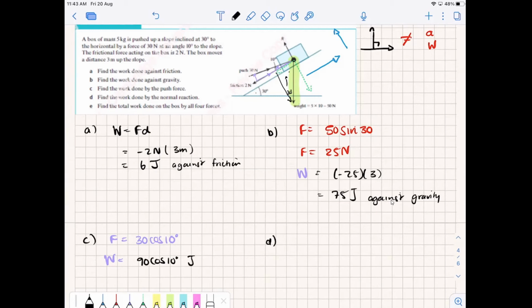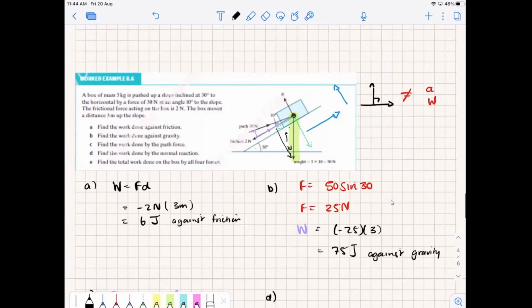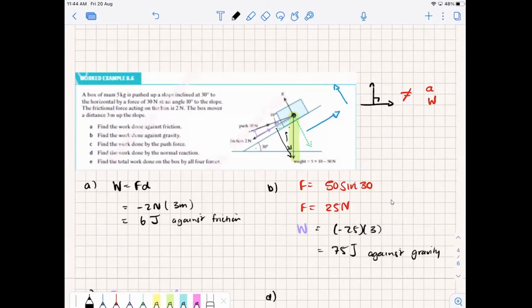Okay, question D says find the work done by the normal reaction. Ugh. What's the normal reaction? We use another word for it. We've used another word, the normal contact force. Okay? So where is the normal contact force in that diagram? Is it labeled? It is actually labeled. Remember, normal contact force acts perpendicular to the surface. Okay, so here is my normal contact force.